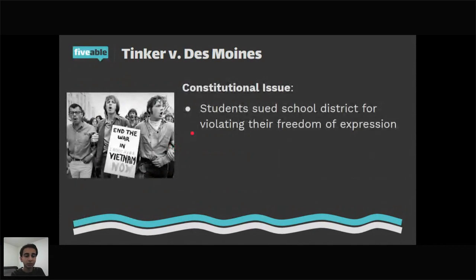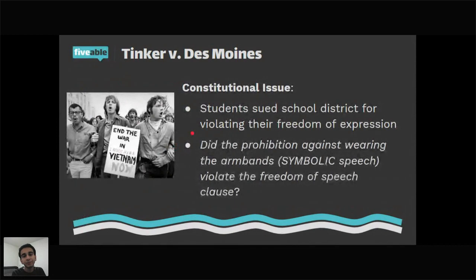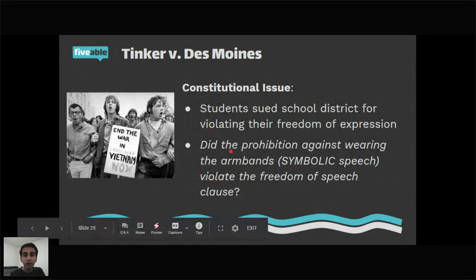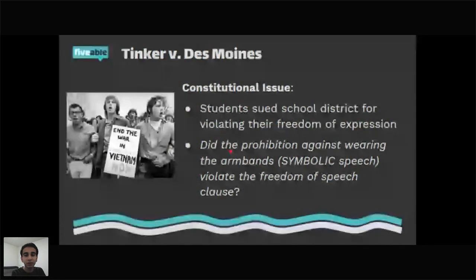So the First Amendment guarantees free political speech. So the students sued the school district for that. The main constitutional issue, and basically if you're asked about this on FRQ, this is probably what they would focus on. Did the prohibition against wearing the armbands or having that symbolic speech violate the freedom of speech clause?